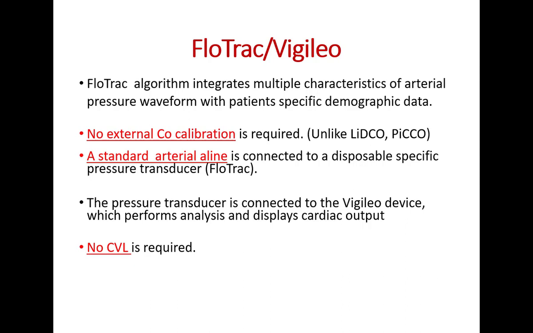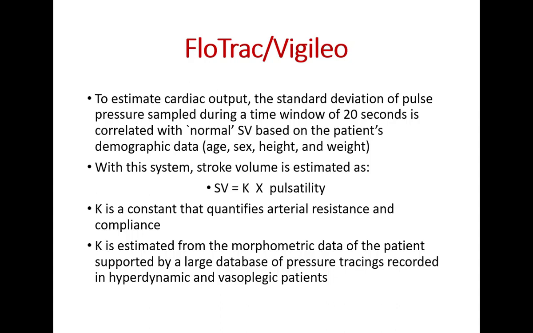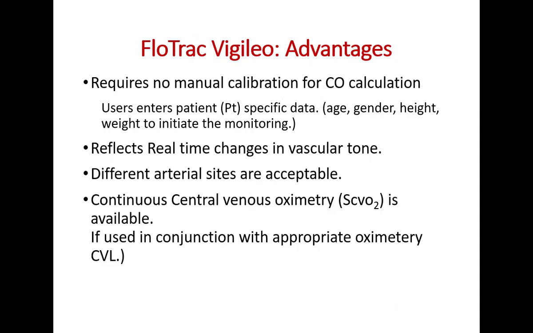No central venous line is required. So what it does is basically it samples the standard deviation of pulse pressure over a time frame of 20 seconds, and this is correlated with normal stroke volume based on demographic data. Stroke volume is taken by the pulsatility into K, and K is a constant which quantifies the resistance and compliance. This K is estimated from a large database of vasoplegic patients and so on.